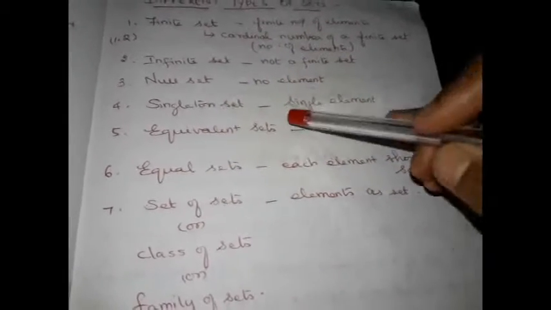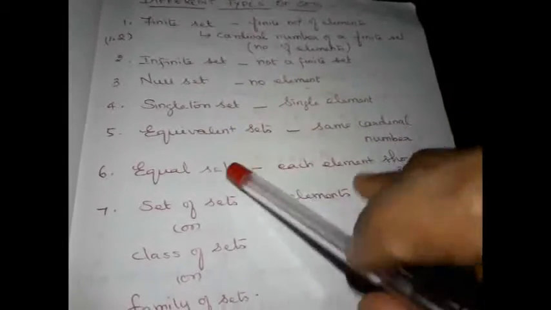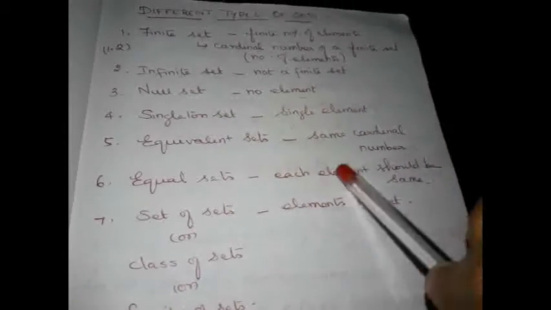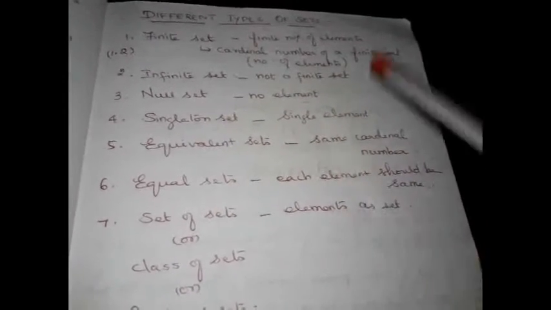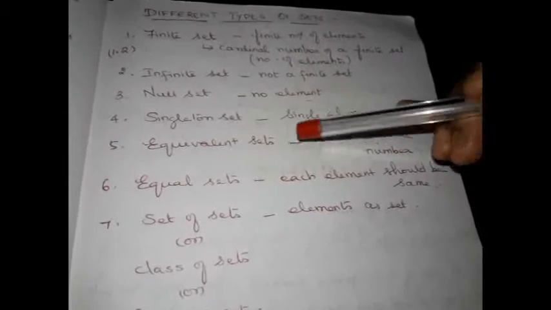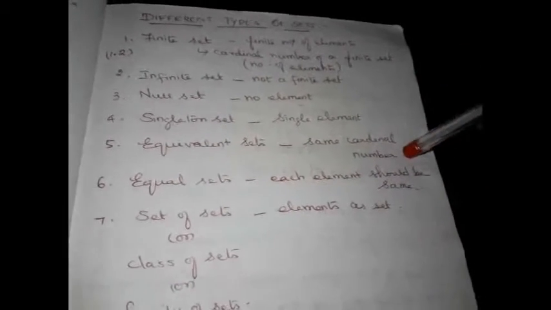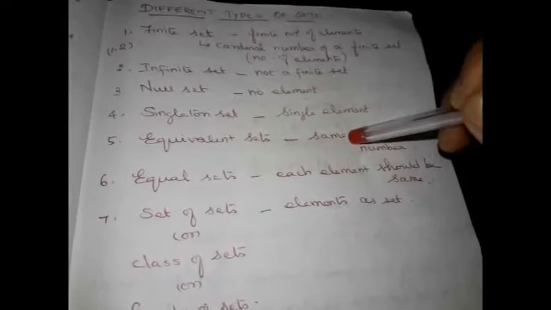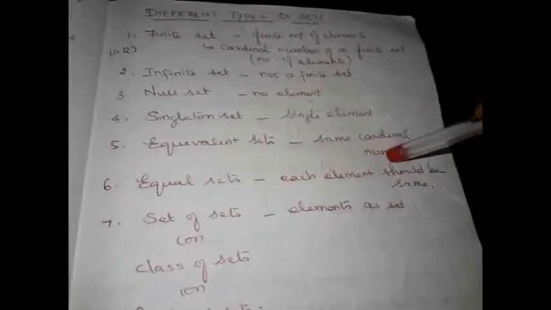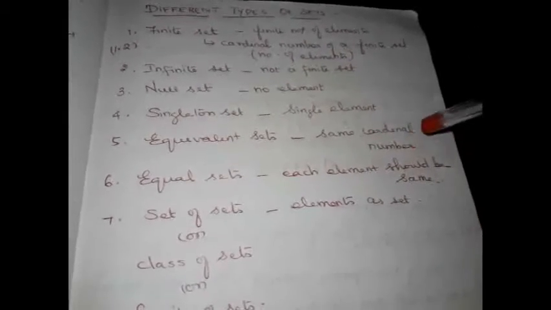Null set means no element. Singleton set means it has only one element. And equivalent sets and equal sets. We call two sets equal if each element of the two sets is the same. We will call two sets equivalent sets when the cardinal number is the same. What is meant by cardinal number? Cardinal number means the number of elements in that particular set.